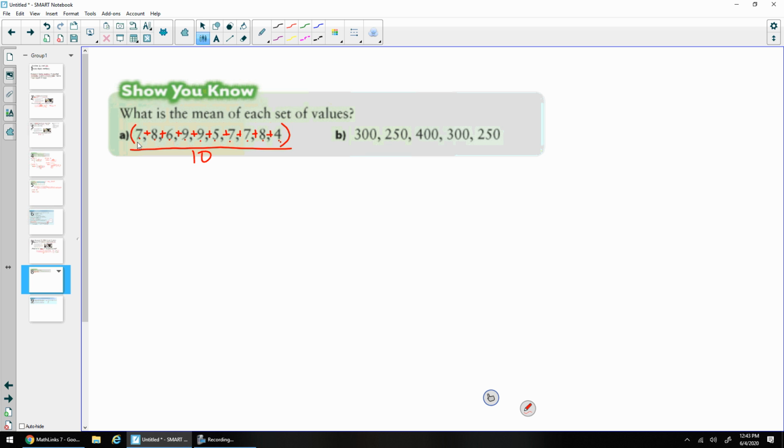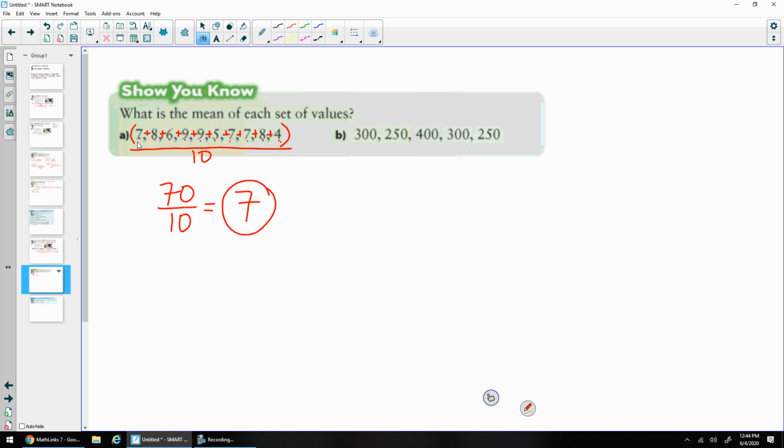So let's add these together. 7 plus 8 is 15, plus 6 is 21, plus 9 is 30, plus 9 is 39, plus 5 is 44, plus 7 is 51, plus 7 is 58, plus 8 is 66. 66 plus 4 is 70. I believe that was right. So we get 70 is the total, which we have to divide by 10, which is how many numbers there were, which is equal to 7. Okay.